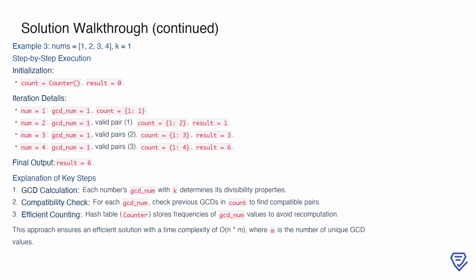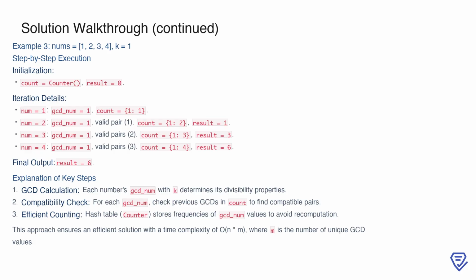Lastly, let's look at an example with nums equals [1, 2, 3, 4], and k equals 1. Here, since k equals 1, the GCD of every number with 1 is simply 1. We initialize the hash table and set result to 0. For number equals 1, the GCD is 1, and we update the hash table to count equals {1: 1}.